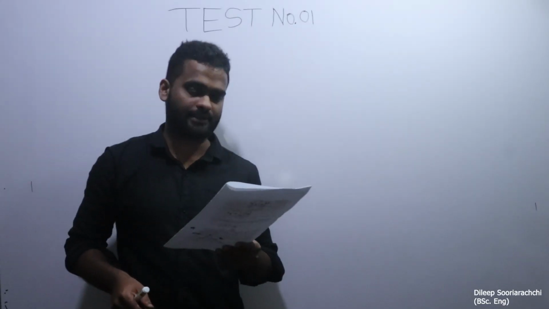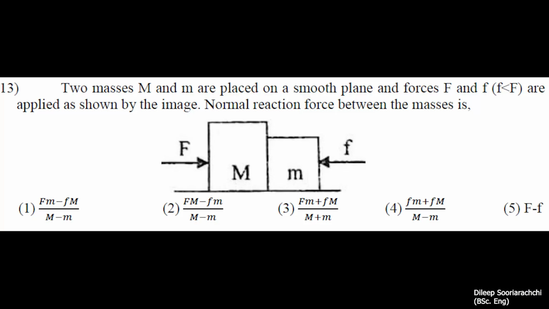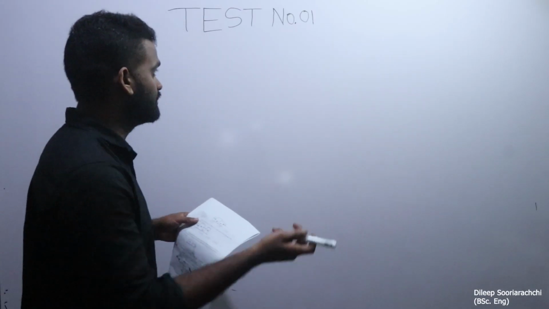Okay, then 13th question. Two masses, capital M and simple m, are placed on a smooth plane and forces F and simple f are applied as shown by the image. The normal reaction force between the masses is. So the image is given.